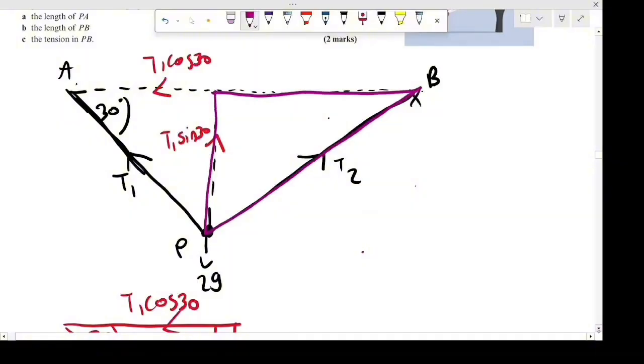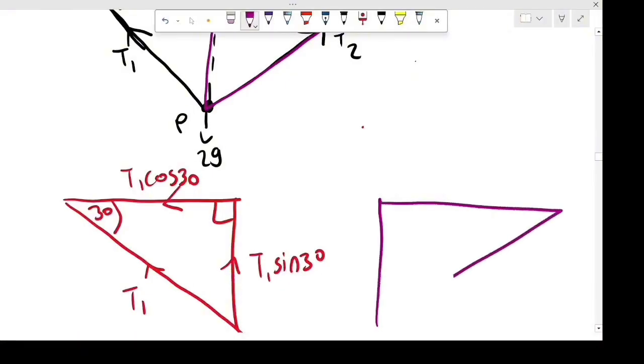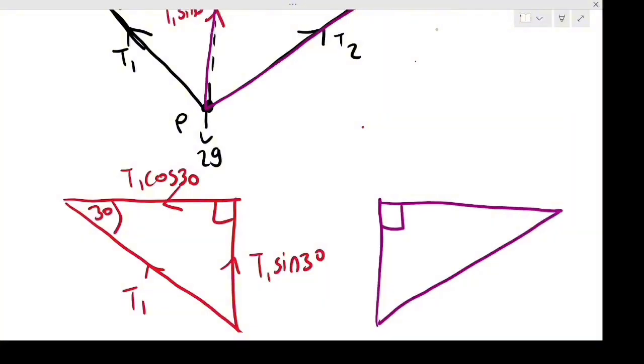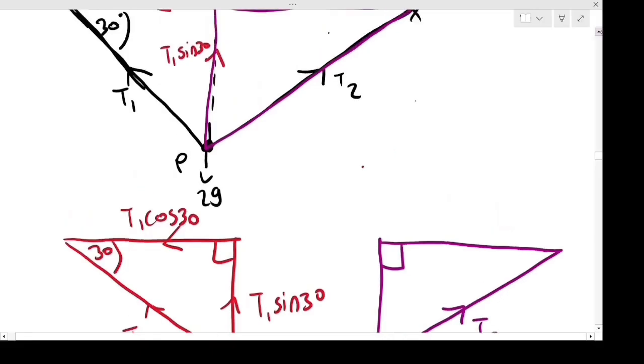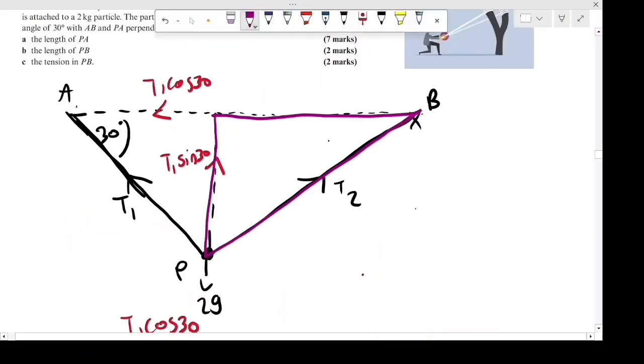So again, if I copy that out, there we are. Okay, so again, T2 is here. Now I need an angle. Well, actually, if I know that this is 30 degrees, I also know this is 90.